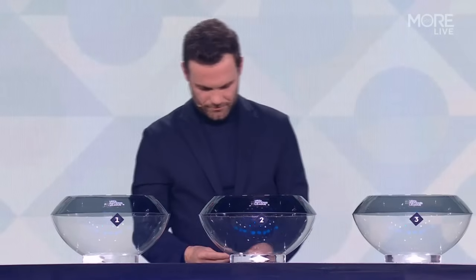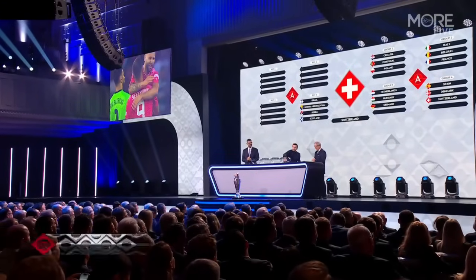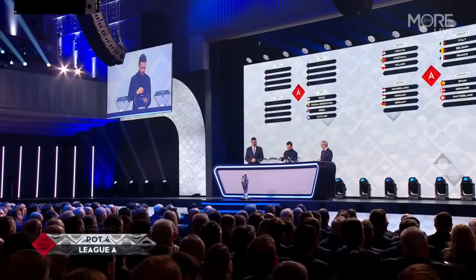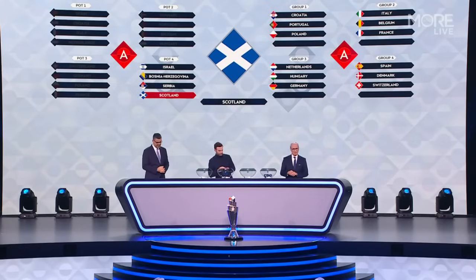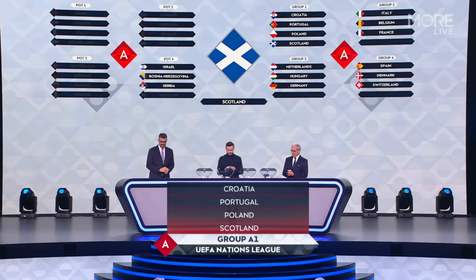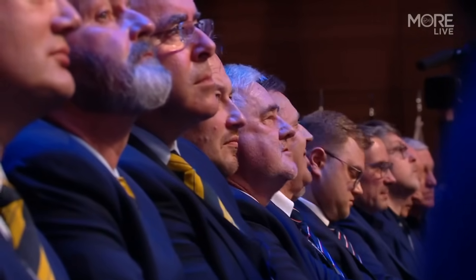The last team of pot number 3, Switzerland, is, of course, Switzerland, which will face the opposition of Spain and Denmark in Group A4. Semi-finals in 19, Switzerland, the very first edition. So, with this pot, we will have finished our job. Scotland. And we start with Scotland. So, first group completed is A1, Croatia, Portugal, Poland, and Scotland, which are, of course, looking forward to inaugurating Euro 24 on the 14th of June against Germany.